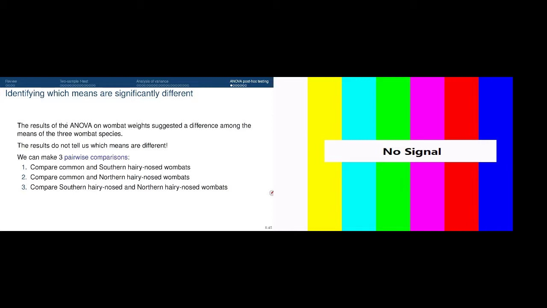If you do reject the null and you do find that there is a difference in at least one pair of means, then we can move on and do this ANOVA post hoc testing. Okay, so in the scenario that we were looking at with the wombats, there are three different pairwise combinations that we can look at. We can look at a difference between common and southern, common and northern, and then southern and northern. So there's three different combinations.